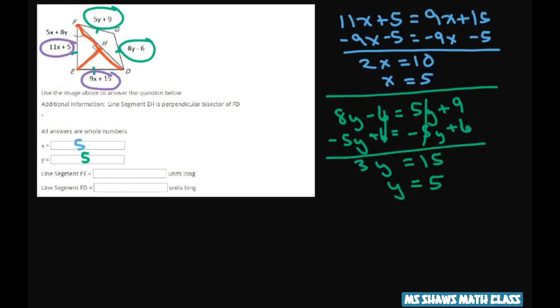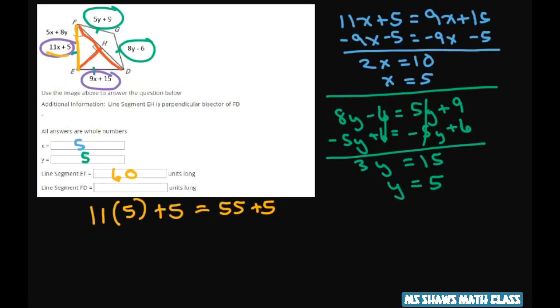So we need EF, which is this line. So you're just going to take that expression and substitute your x, which is 5. So that's going to be 55 plus 5, and that equals 60.